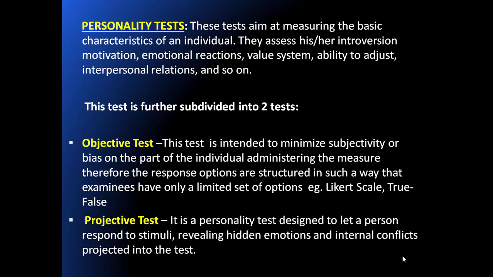The objective test is intended to minimize the subjectivity or bias on the part of the individual administering the measures, right? Therefore, the responses or options are structured in such a way here that the examinees only get few options like true or false, or in Likert scale the options are being given. So the basic focus of objective test is to objectively measure the personality of an individual. And in projective test, it is the personality test designed to let a person respond to stimuli revealing hidden emotions and internal conflicts projected through the tests, right? So this test basically focuses on the personality of an individual and tries to find out what basically is the personality of the employee who is applying for the vacant position in the organization.